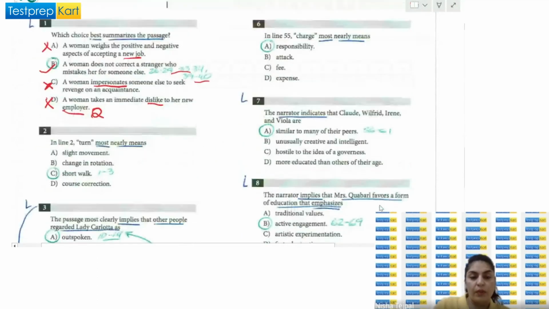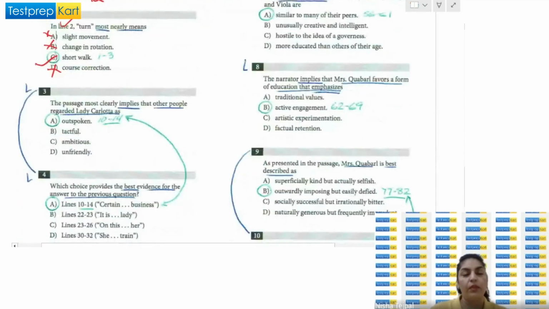So it means a short walk. We are given here a short walk. Okay, does it mean slight movement? No, it doesn't. It means when you just move your hand or your leg. So it's not like that. She's walking and taking some steps. So slight movement is not right. Change in rotation. There is no rotation taking place, and she's not taking rounds also. Course correction. There is no course. Course means planned movement or any correction done there. So it's out of the context. And where do we see such lines? In line 2, that has already been given.